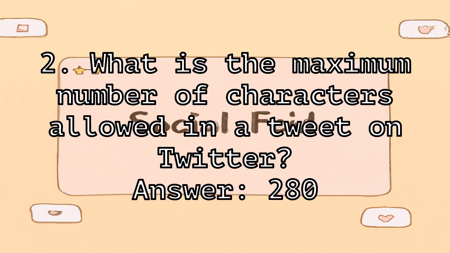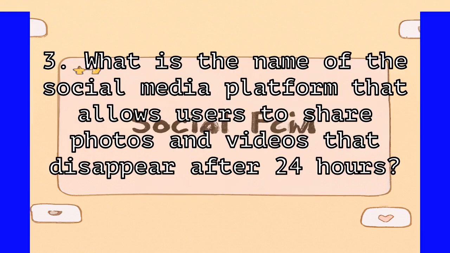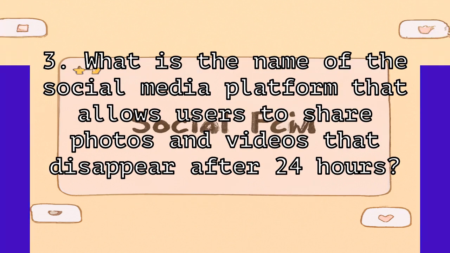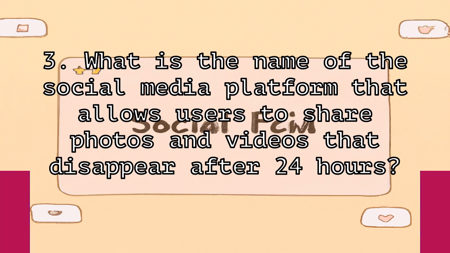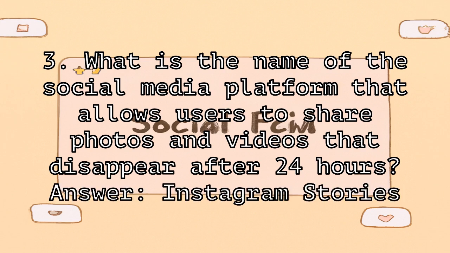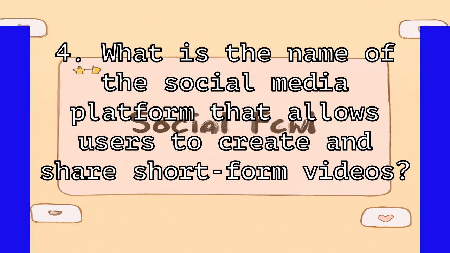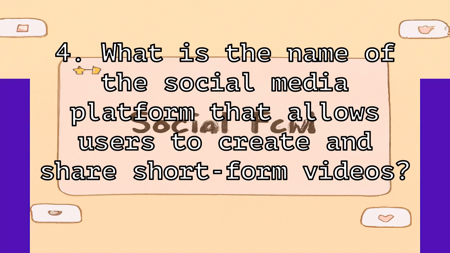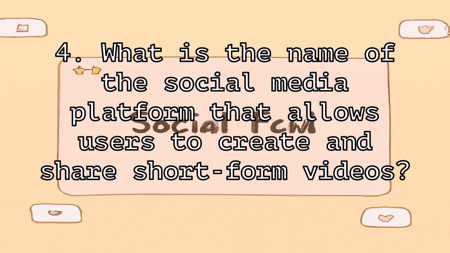Answer: 280. 3. What is the name of the social media platform that allows users to share photos and videos that disappear after 24 hours? Answer: Instagram Stories. 4. What is the name of the social media platform that allows users to create and share short-form videos?